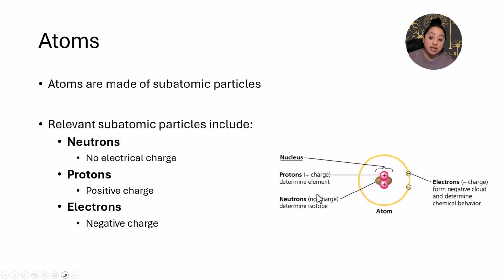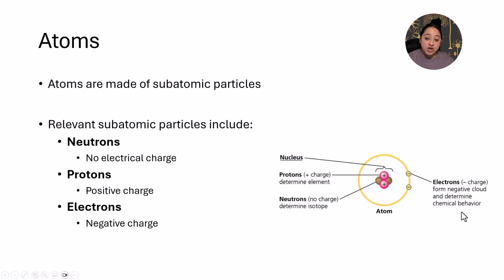Each element is going to have a specific number of protons. If this atom has 2 protons, it's this kind of element. If there are 3 protons, then it's this kind of element. If there's 4, then it's this other element. Because these subatomic particles can vary, but protons are what make an atom a certain kind of element.